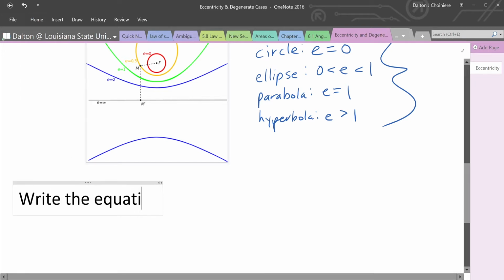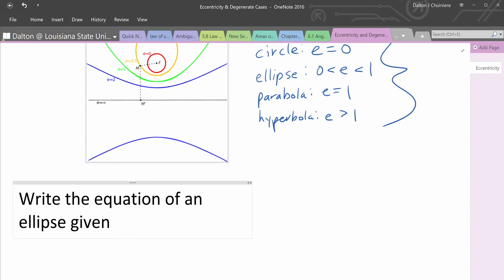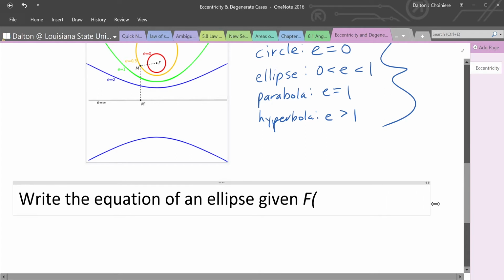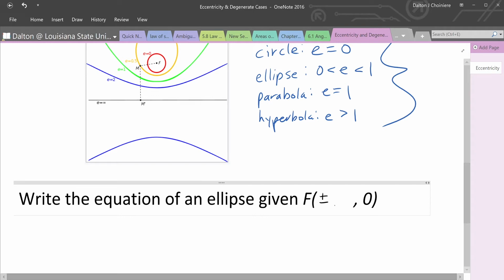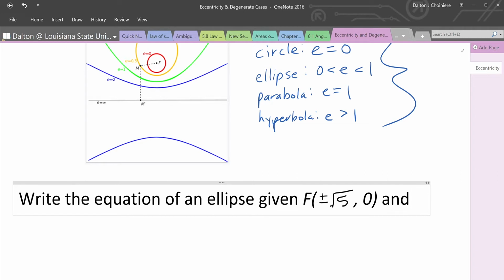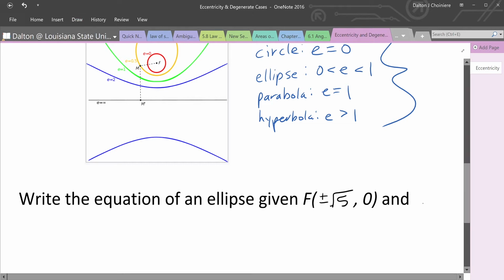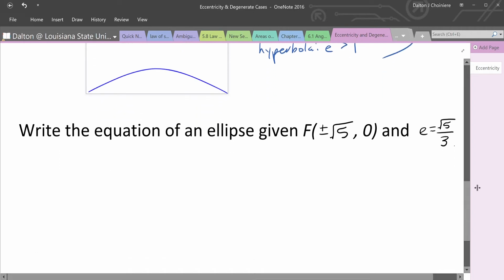Okay, I'll say write the equation of an ellipse, and you can shorthand these directions as always. Given the focus is at plus or minus the square root of 5, comma 0, and that the eccentricity is equal to the square root of 5 over 3. So write the equation of an ellipse given this focus and this eccentricity.